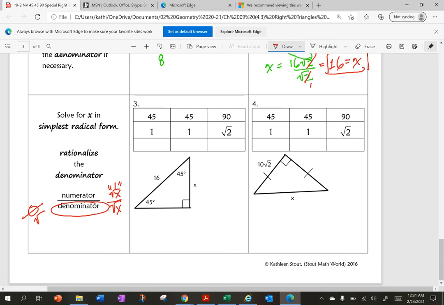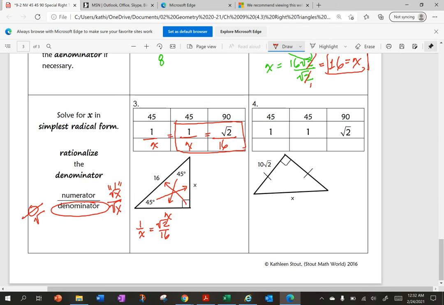Okay, so I recognize I have a 45, 45, 90 triangle, so I'm going to make my table that says 1, 1, the square root of 2. So across from 45 is x. So this is also x. And across from 90 is 16. So I have 3 equivalent fractions. I'm going to set 2 equal to each other and solve. So this is 1 over x equals the square root of 2 over 16.